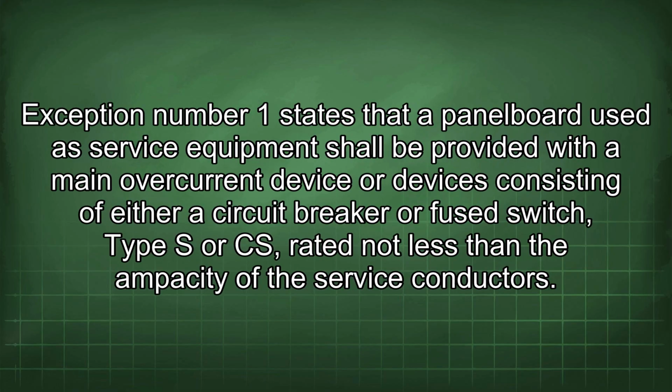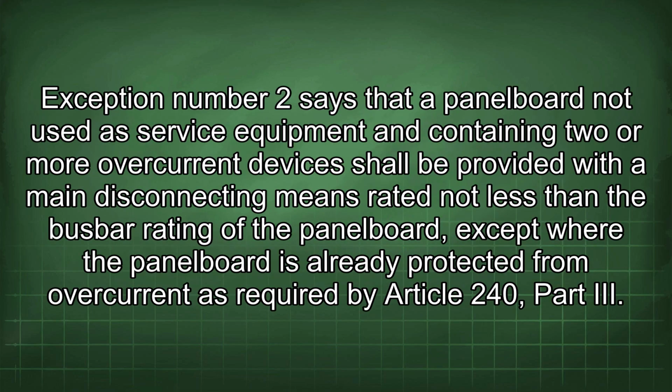Exception number 1 states that a panelboard used as service equipment shall be provided with a main overcurrent device or devices consisting of either a circuit breaker or fuse switch, type SLCS, rated not less than the ampacity of the service conductors. Exception number 2 says that a panelboard not used as service equipment and containing 2 or more overcurrent devices shall be provided with a main disconnecting means rated not less than the busbar rating of the panelboard, except where the panelboard is already protected from overcurrent as required by Article 240, Part III.